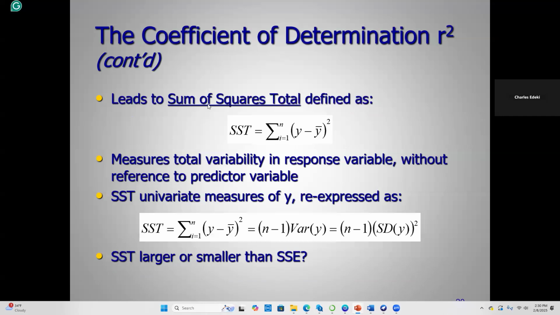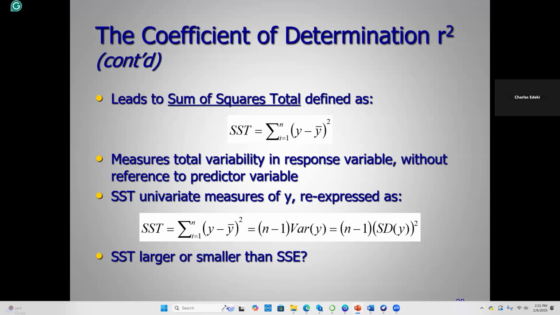Also, we have the sum of square total, which will give us the difference of y. This time it's not y-hat, but the mean. So the difference of actual y and the mean, all squared. Then we are adding it. So i from 1 to n, let's say if it's only 3, then we find the difference of y1 minus y average, plus y2 minus y average, but all squared, then you sum all.